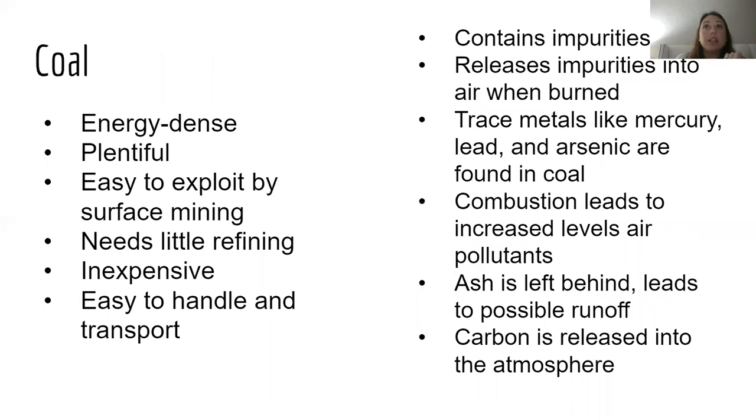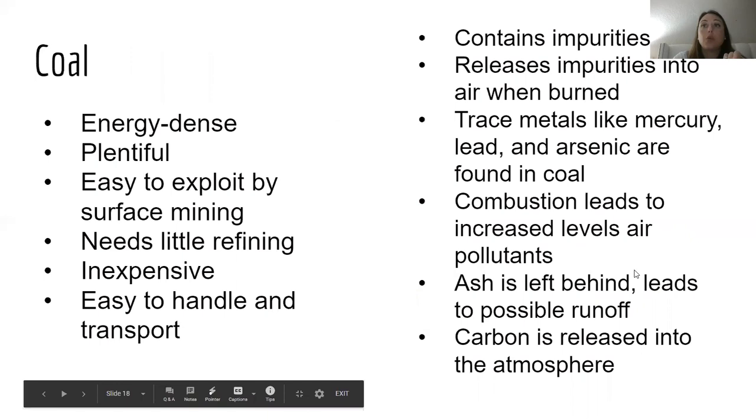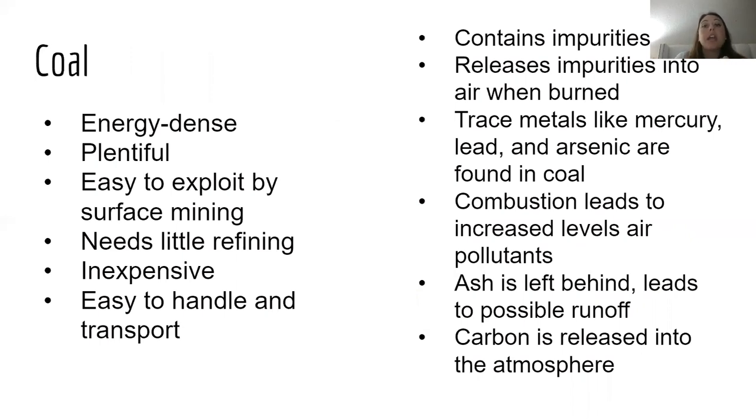It contains impurities, and those release into the air when we burn them. And so it causes major amounts of air pollution, including SO2 and CO2. Additionally, it releases trace metals like mercury. Mercury is something we're going to talk about next unit as we get into pollution, but basically this mercury falls to the ground, gets into the water, gets into the fish, and if people eat the fish, it can cause neurological disorders.